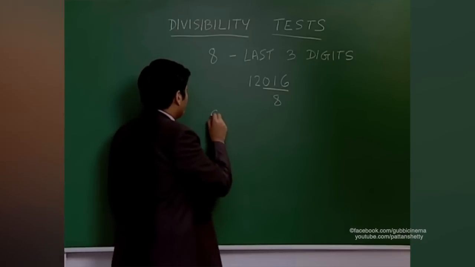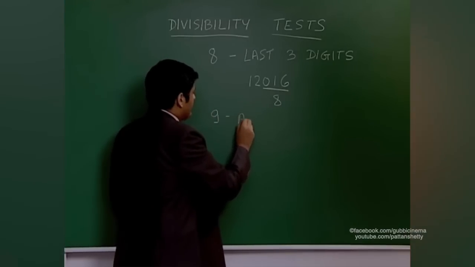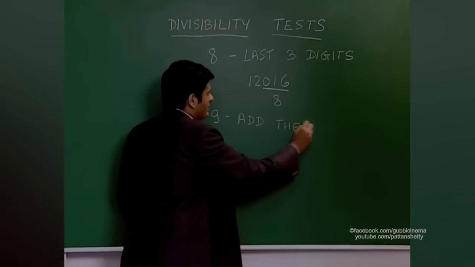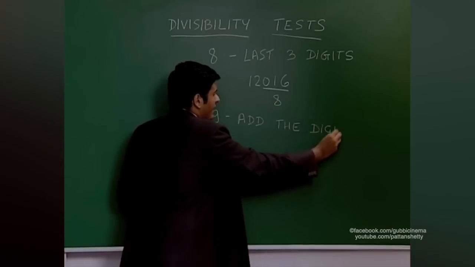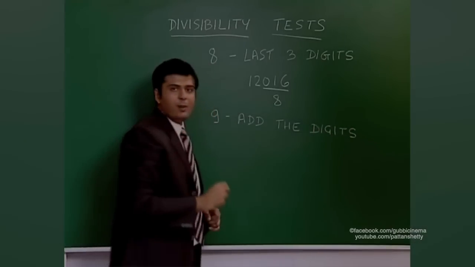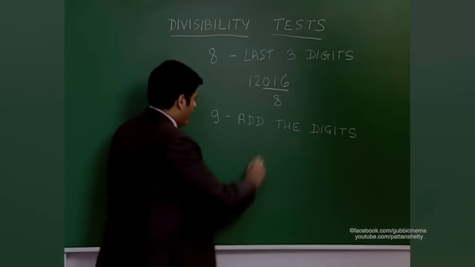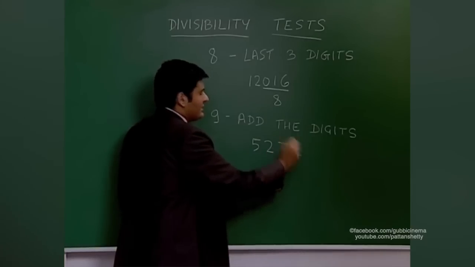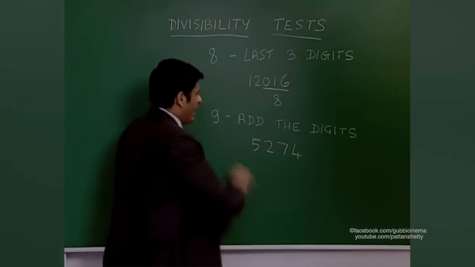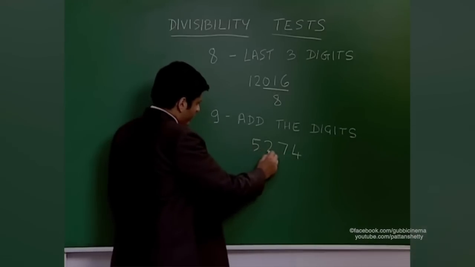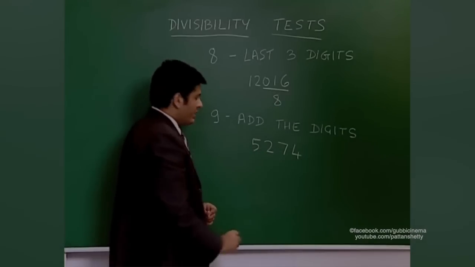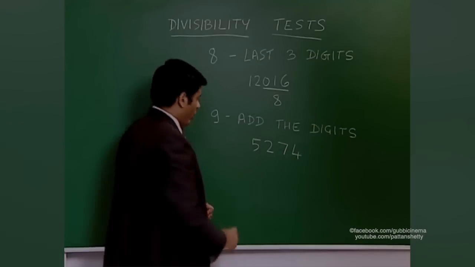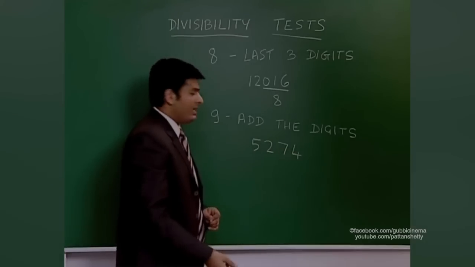For 9 also the test is very simple. It says add all the digits. If after adding all the digits the sum is divisible by 9, then the whole number is divisible by 9. Suppose I want to check whether 5274 is divisible by 9 or not. I add all the digits. 5 plus 2 is 7, 7 plus 7 is 14, 14 plus 4 is 18. Since 18 is divisible by 9, the whole number 5274 is divisible by 9.